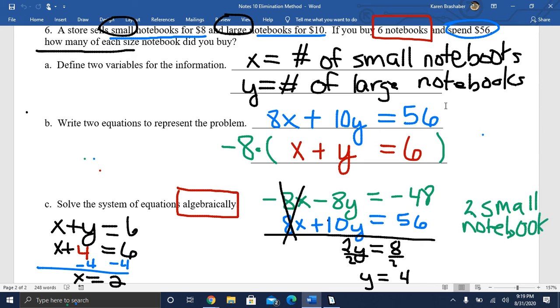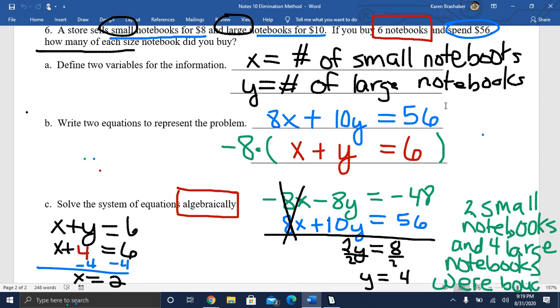and 4 large notebooks were bought. And you could use other synonyms there, but that would be fine to say were bought. And there is your sentence answer to the question, how many notebooks of each size did you buy?